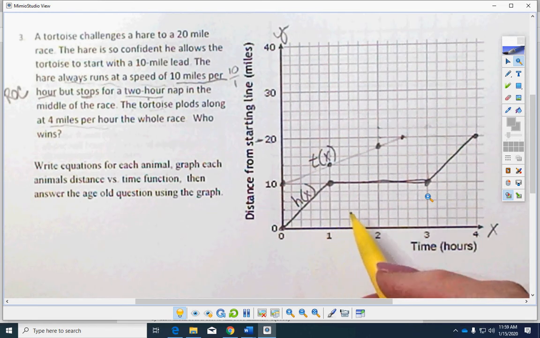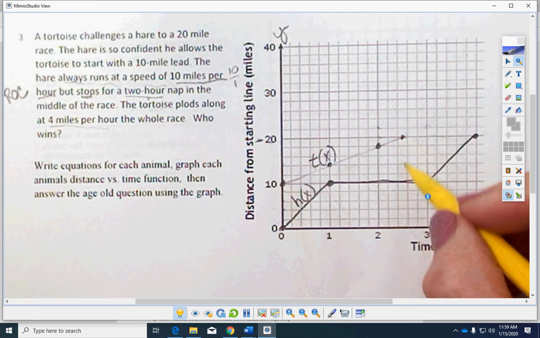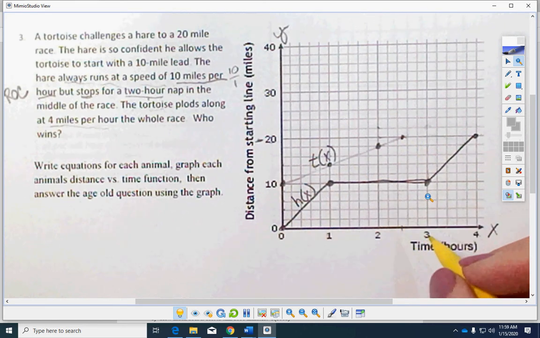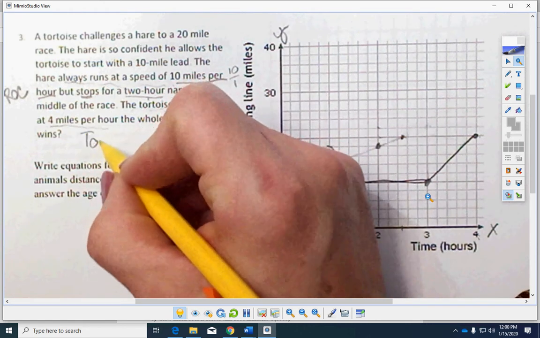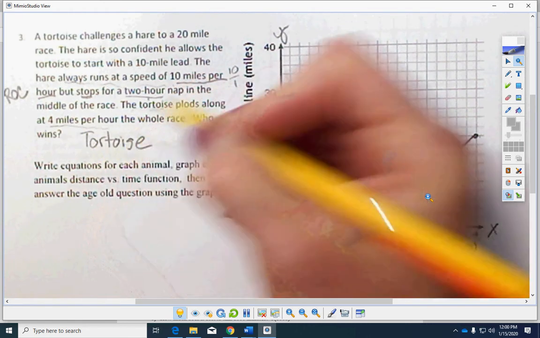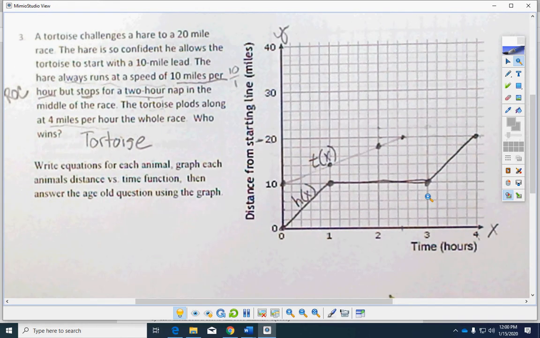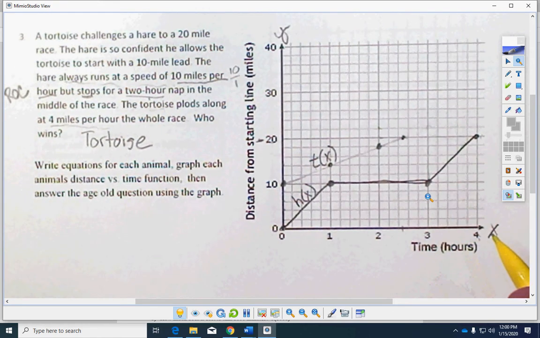And it asks who wins the race. Well, the tortoise made it there in 2.5 hours. The hare made it there in 4 hours. So the tortoise wins. So that's about graphing a piecewise function from a given situation.